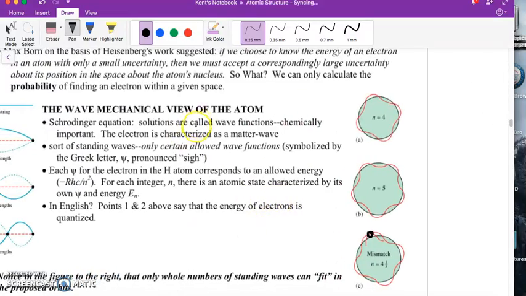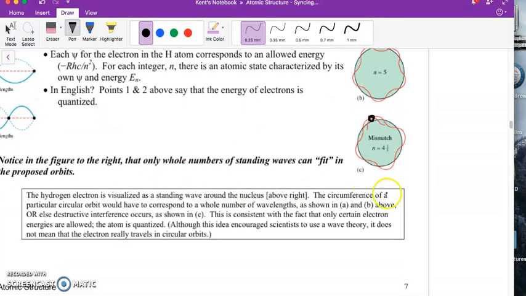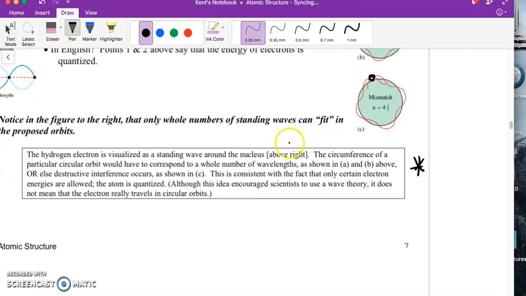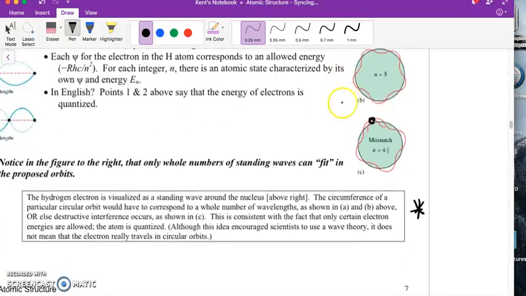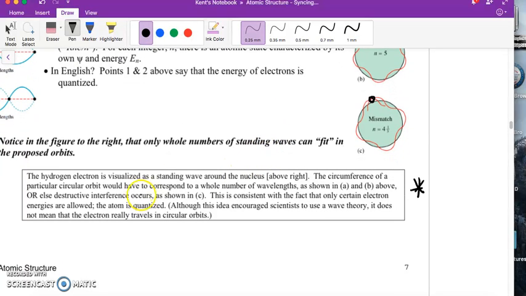So this is called the wave mechanical view of the atom, and I think this box does a great job of talking about what's going on. So the hydrogen electron is visualized as a standing wave around the nucleus. Okay, so here's our standing wave. The circumference of a particular circular orbit would have to correspond to whole number wavelengths, as seen as n equals 4 and n equals 5, or else destructive interference occurs. This is consistent with the fact that only certain electron energies are allowed and the atom is quantized.